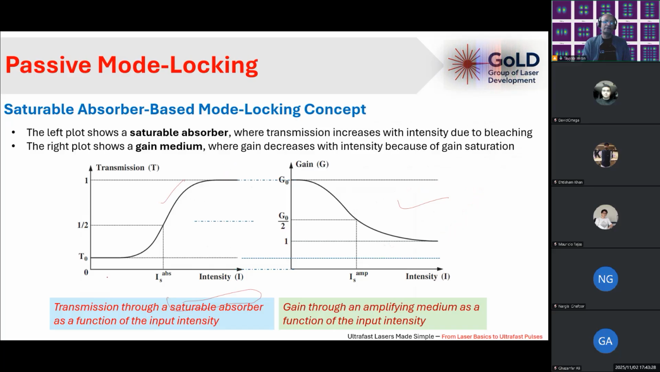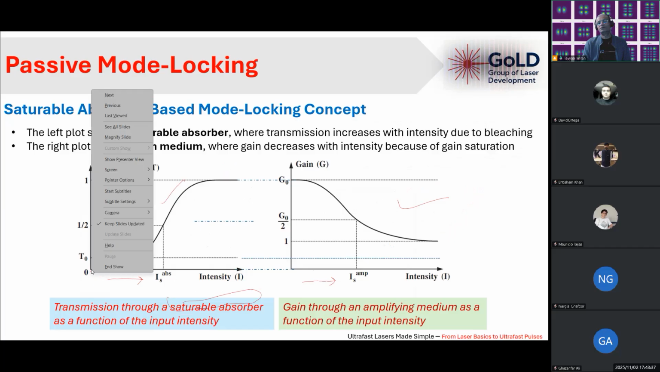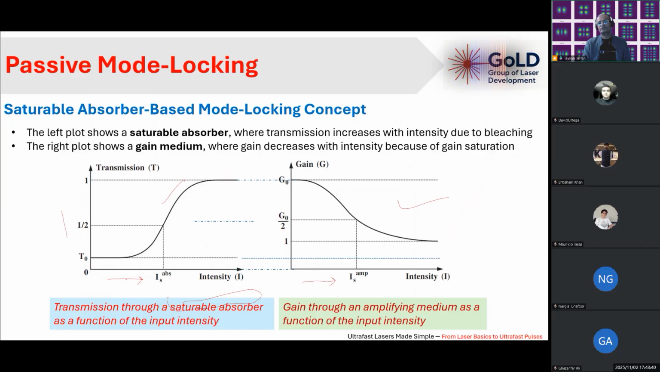So what happened in the beginning? This is the intensity. When the intensity is low, this is the transmission. When the intensity is low, the transmission is also low, almost zero. When the intensity is increasing, the transmission is also increasing. A stage will come when the transmission will be maximum. When the transmission is maximum, compare it with the gain medium's intensity pattern here.